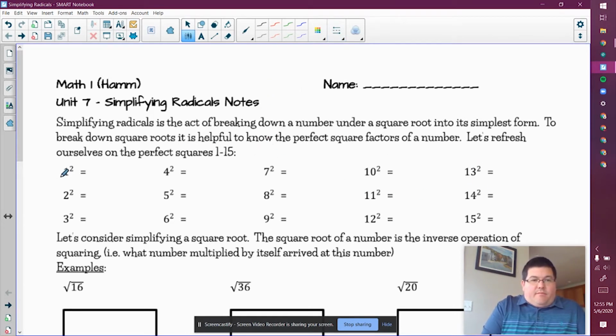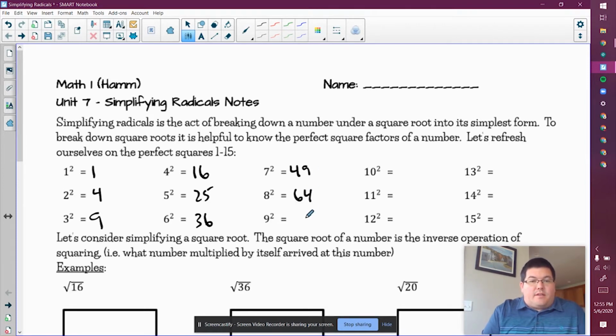So take a minute and let's fill out on our note sheet what the perfect squares are, 1 through 15. Well, 1 squared, of course, is 1, right? 1 times 1 is 1. 2 times 2 is 4. 3 times 3 is 9, 4 squared is 16, 25, so on and so forth, right? You guys, at this point, know how to find your perfect squares, and we can fill in all of these up through 15.